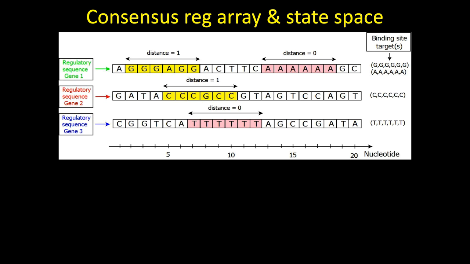Along the second regulatory sequence, we don't have a perfect match anywhere. This is the closest we come, a distance of one. And at the third regulatory sequence, we are already in place. So this regulatory array, what state of the Markov process does it correspond to? Well, that depends on how many mismatches we tolerate.